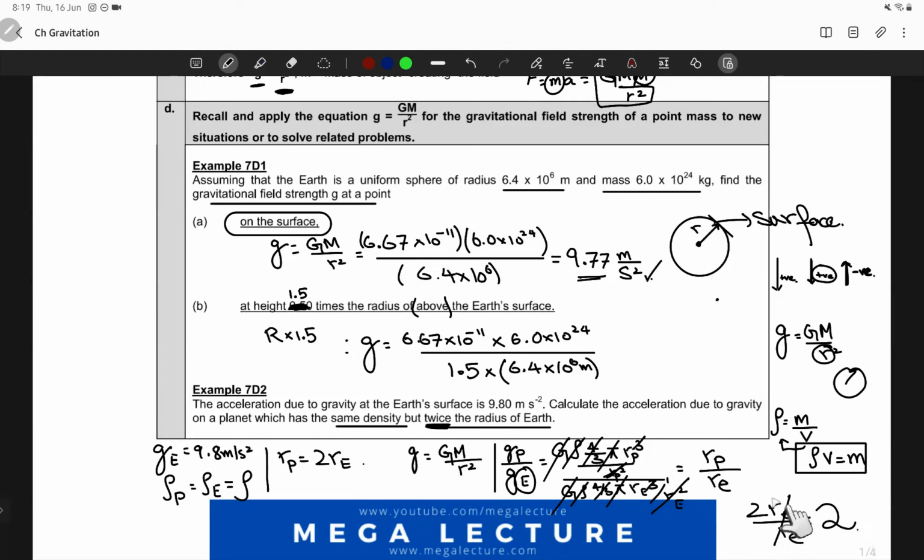So this means that the acceleration due to gravity of planet P will be 2 times the acceleration due to gravity of Earth. So it would be 2 times 9.8, which will be 19.6 meters per second squared.